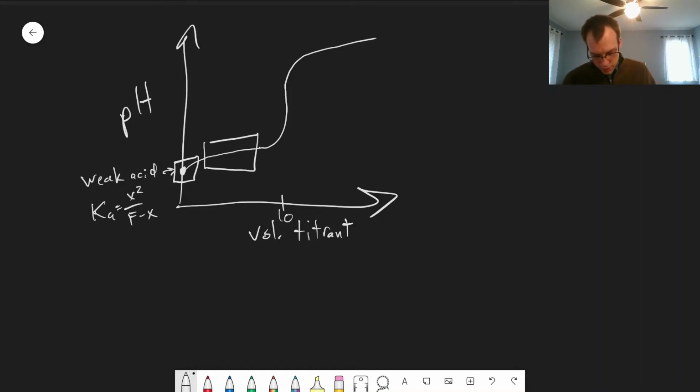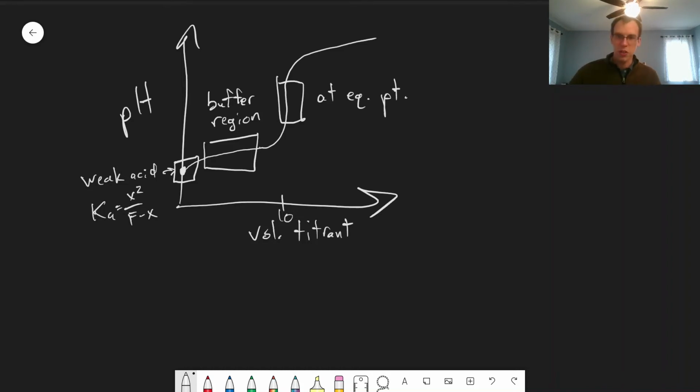In this whole region here, before the equivalence point, we have a buffer because our weak acid is being converted into a weak base, and so you have a solution with both of those present, which is the definition of a buffer. And so we'll solve that with the buffer. Then at the equivalence point, we get this very sharp change in pH, which is what allows us to observe the endpoint.